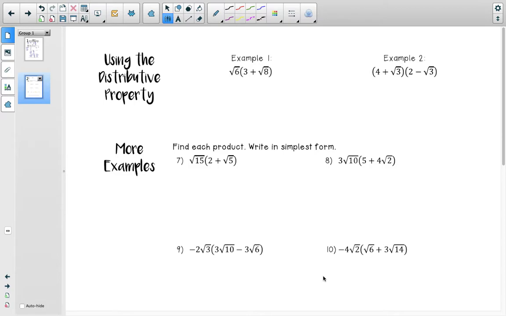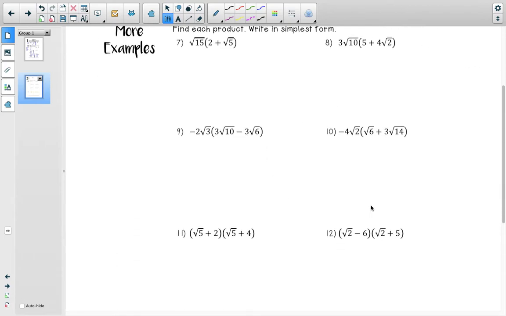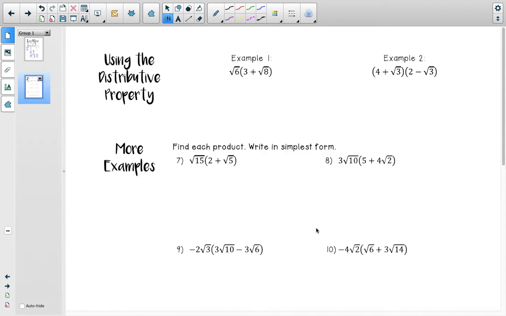The second part of this section is actually using the distributive property. So we're going to go over how you do this, and these two examples will really cover it. We'll only do a few of these just so it's not too long of a video for you.